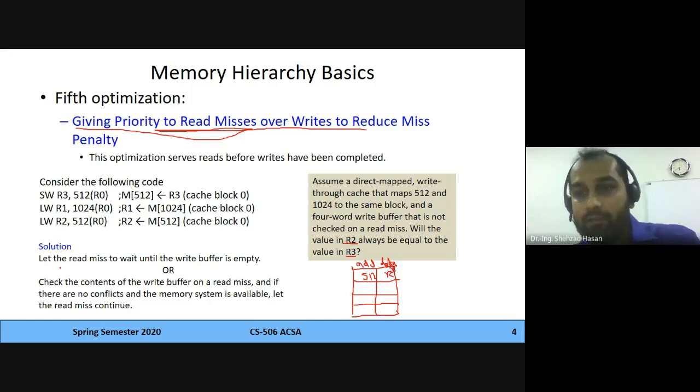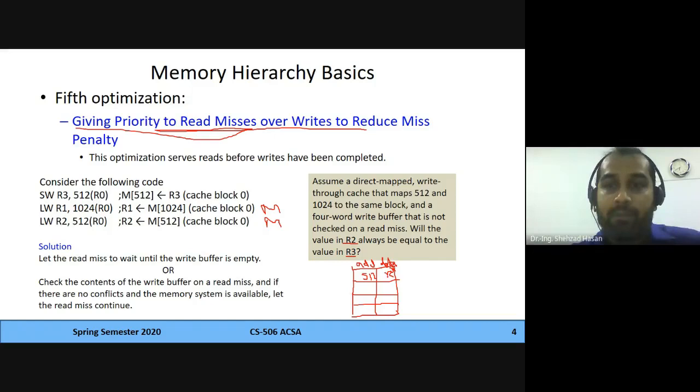So my earlier solution was that whenever there is a read miss, because this is also a read miss, we are going to empty the write buffer first, and then we are going to fetch the block. So this means that you are going to empty your write buffer quite frequently. Emptying the write buffer means you're writing to the memory, and writing to the memory is a costly operation in terms of time. So you're going to write everything back into the memory.